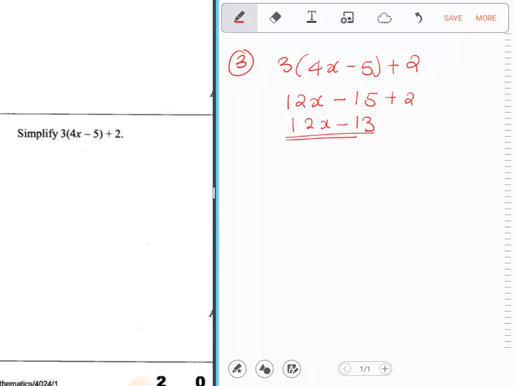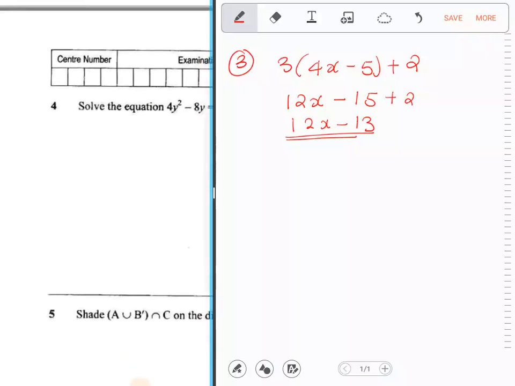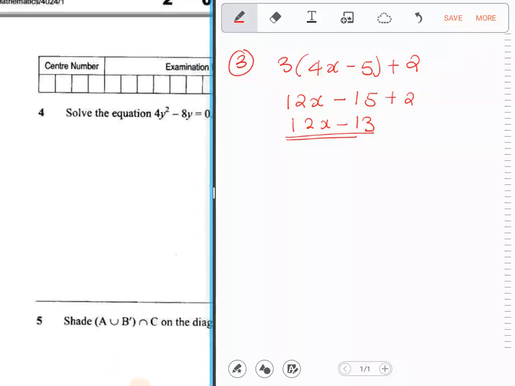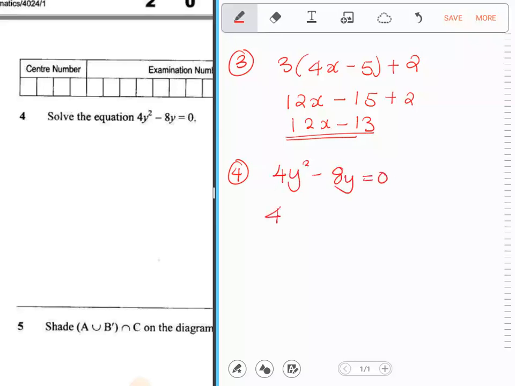Alright, next we go to question 4. Let's go. Question 4 says what? Solve the equation. Alright, solve the equation. 4y squared minus 8y is equal to 0. So we can factorize 4 here and y. And what do we get? We get y here and we get 2 there, isn't it? Like that.